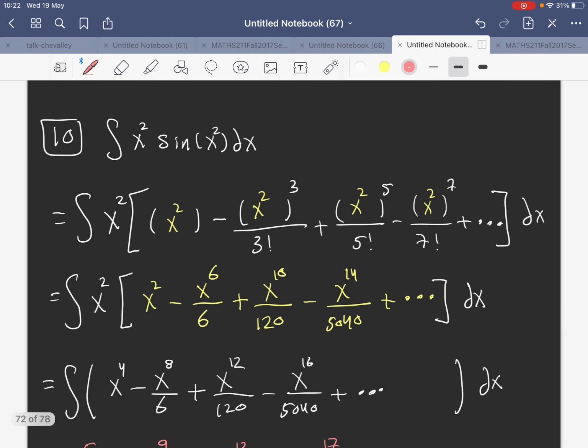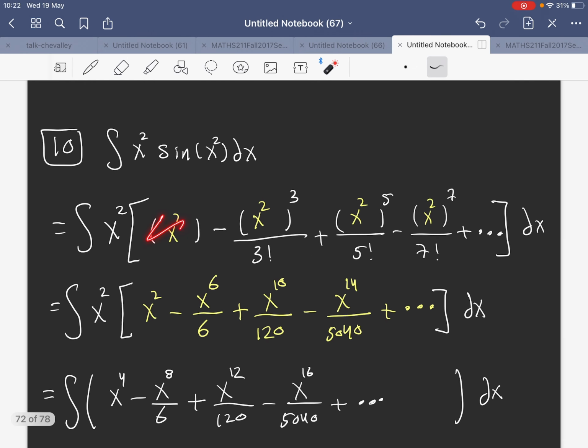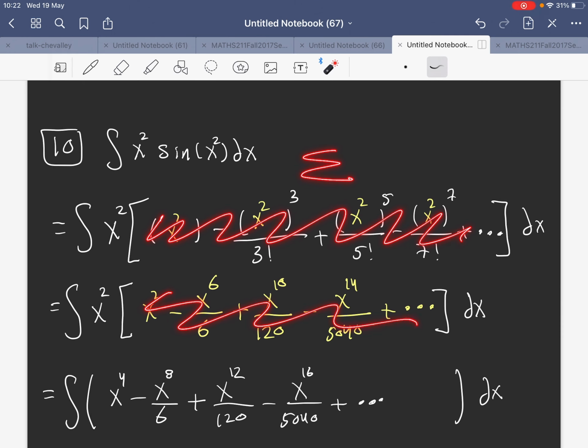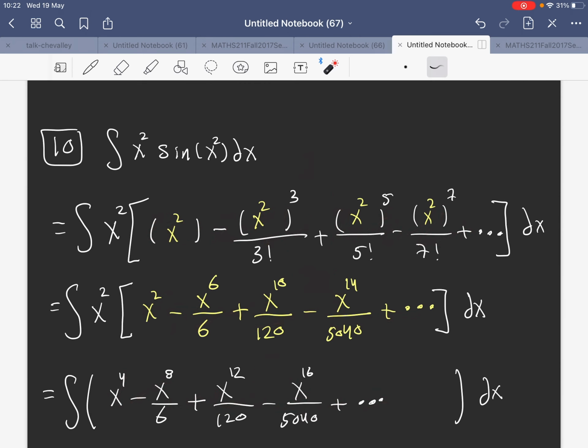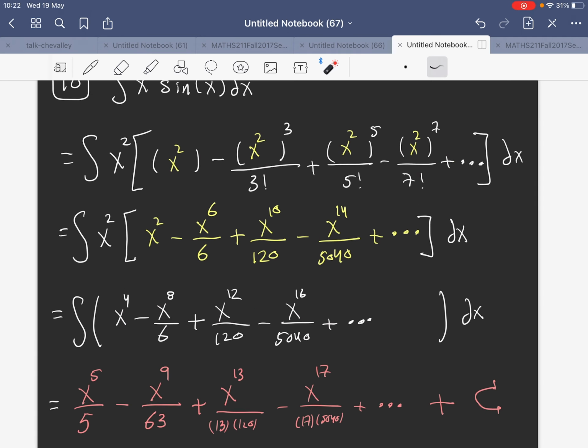You can, of course, do the same question, but instead of having the expanded form, you just have to use the summation. And that's what we get.